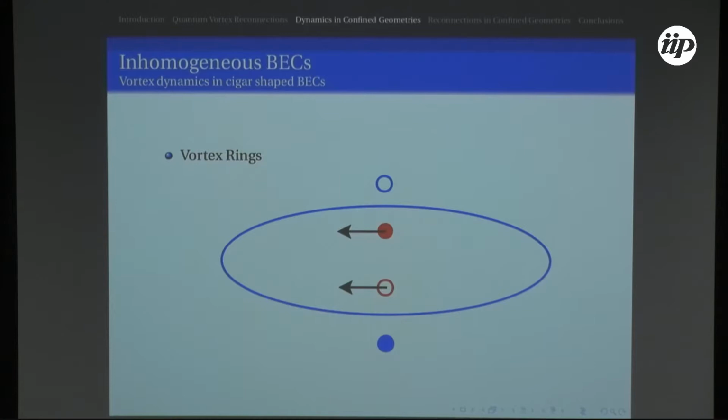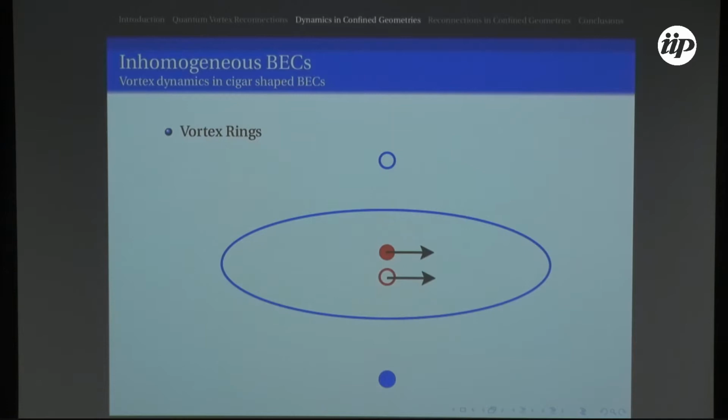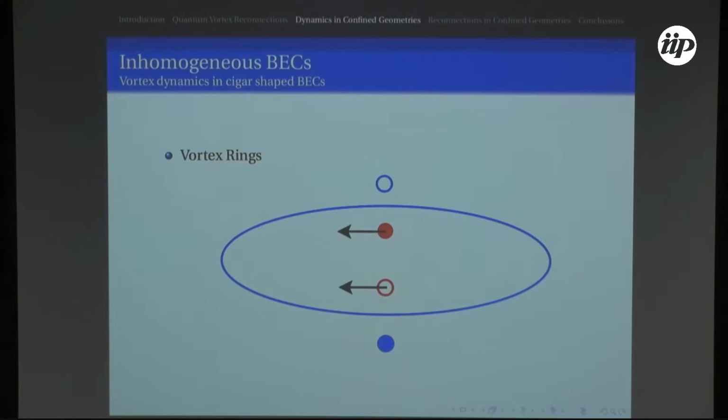So this is the effect of the density gradient. But as I showed here with the images, actually you can think of it also in terms of images. For example, in this case, the vortex feels more the other part of the vortex compared to the images with respect to the boundary, because they are far away. While in this case, this element of vortex feels more the image, and so it goes the other way.